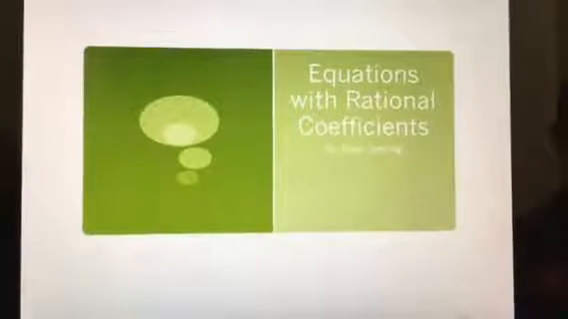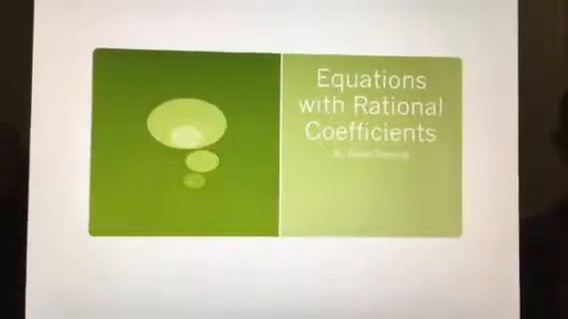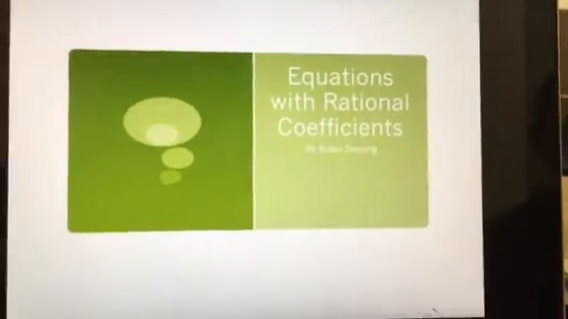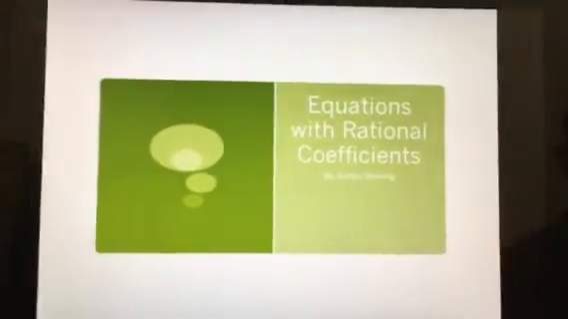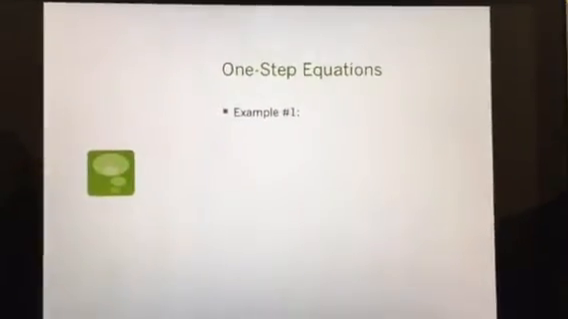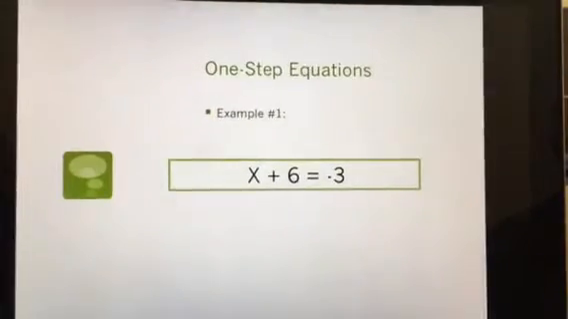Hello, my name is Aiden Deming, and today I'm going to be presenting 8 problems that a 7th grade math student may come across as they explore the lesson of equations and rational coefficients. Our first problem is x plus 6 equals negative 3.